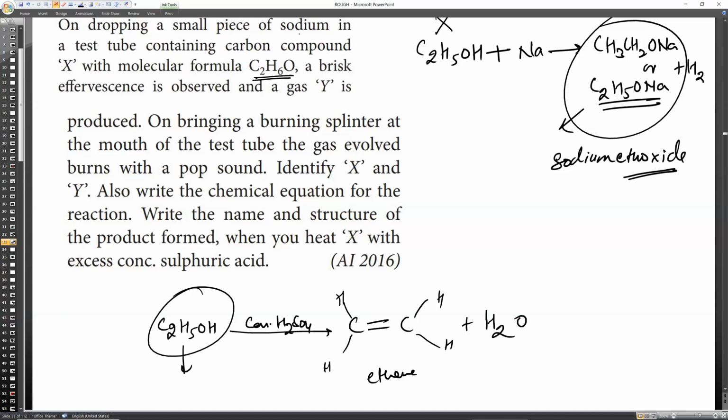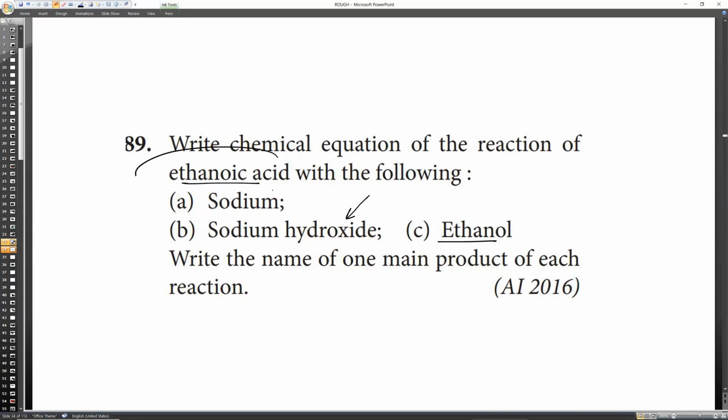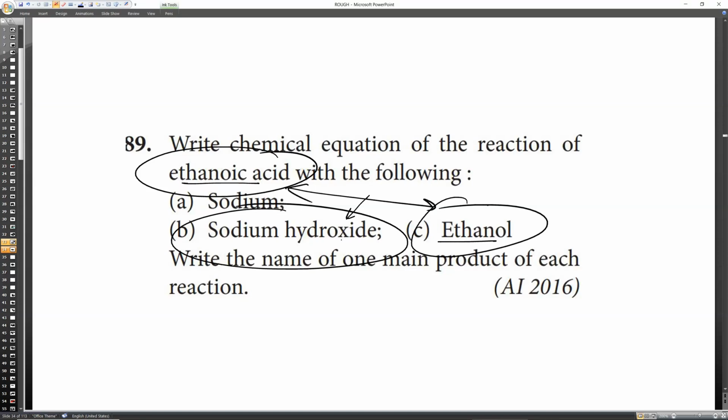I think this question is very easy and you all will be able to solve it. Write the chemical reaction for sodium hydroxide and ethanol when they are reacting with ethanoic acid. When sodium reacts with ethanoic acid, it will form sodium ethanoate. When it reacts with sodium hydroxide, it will give you sodium ethanoate and water, because when acid and base react together, they form salt and water. And with ethanol this will give you ethyl ethanoate, because an esterification reaction takes place here. Ethyl ethanoate plus water. You understood now, everybody?